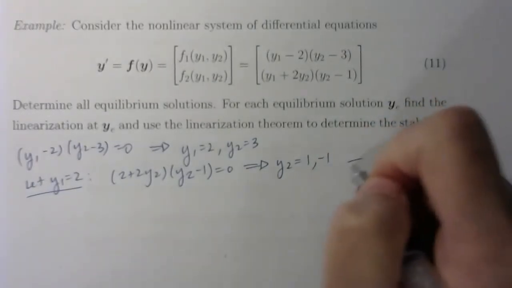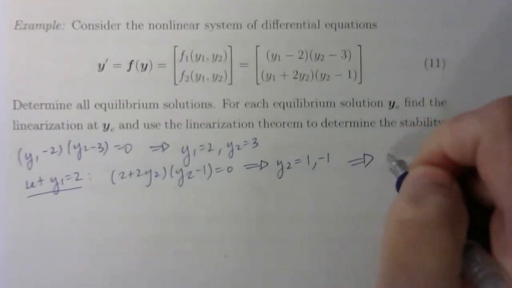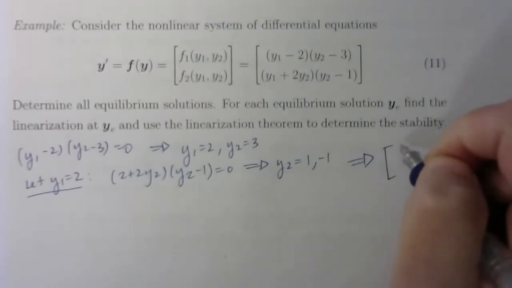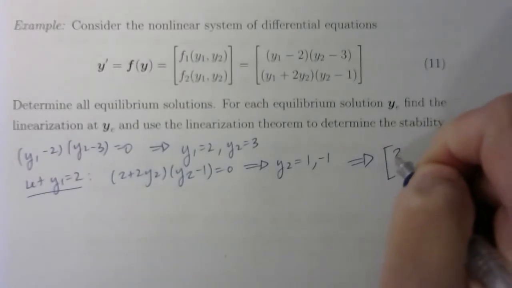So I get 2 equilibria, right? I guess we'll write them like this. Both of them have y1 equal to 2.